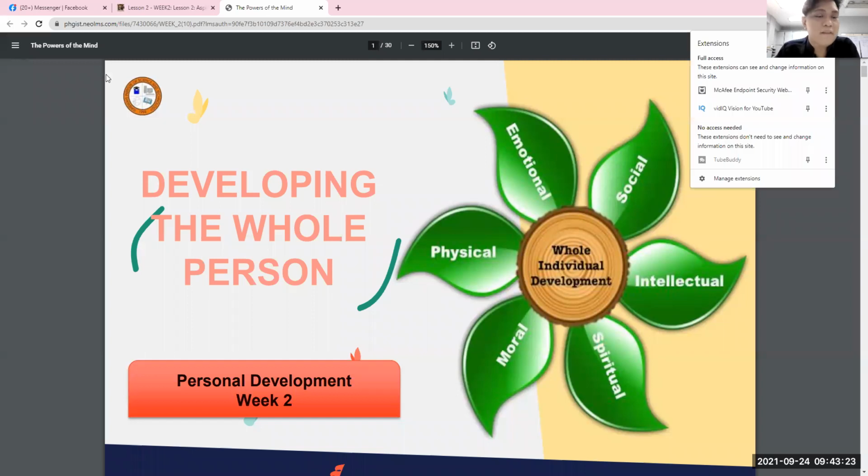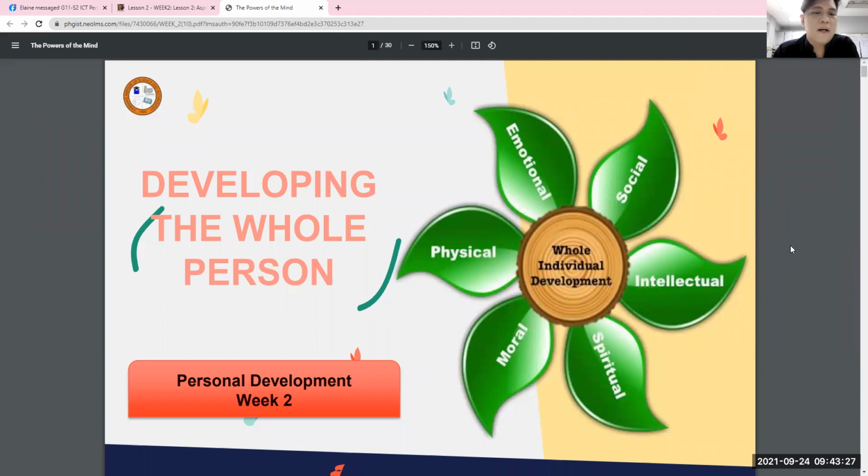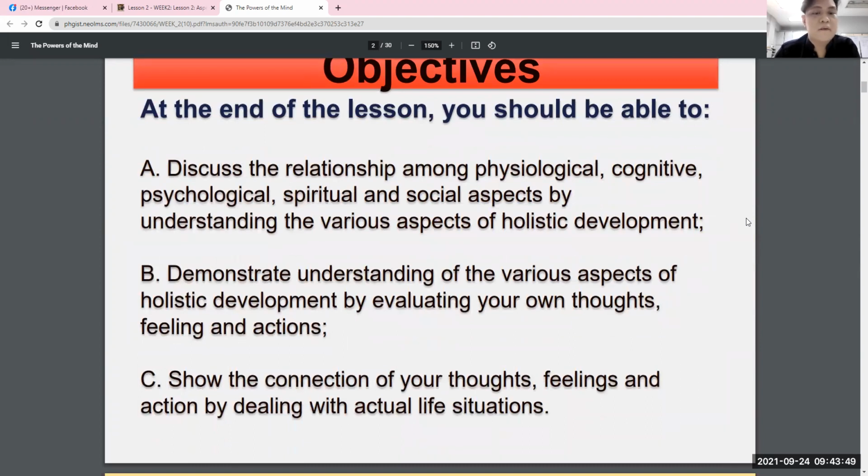Okay, so now we will go to our second topic, developing the whole person. What are the different aspects of a person? Whole individual development. We are talking about the physical, the emotional, the social, the intellectual, the spiritual, and the moral capacity of a person. Our learning objective number one is to discuss the relationship among psychological, cognitive, spiritual, and social aspects by understanding the various aspects of holistic development. The second is to demonstrate understanding of various aspects of holistic development by evaluating your own thoughts, feelings, and actions. The third is to show the connection of your thoughts, feelings, and actions by dealing with actual life situations. That is our 3-point discussion for today.